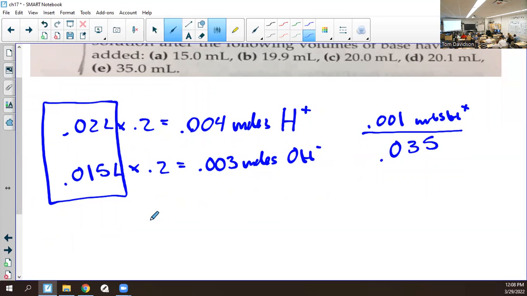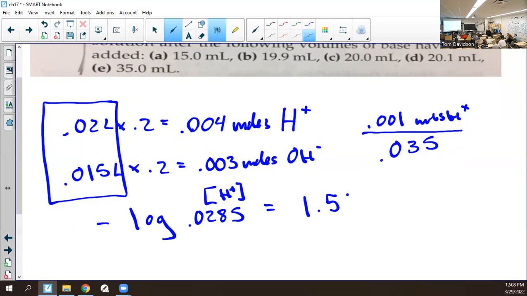And what is that number? That is the H plus concentration, right? So I'm going to take the negative log of this number. All right, I am sorry I didn't read that problem well enough till we had already started a couple lines of notes.